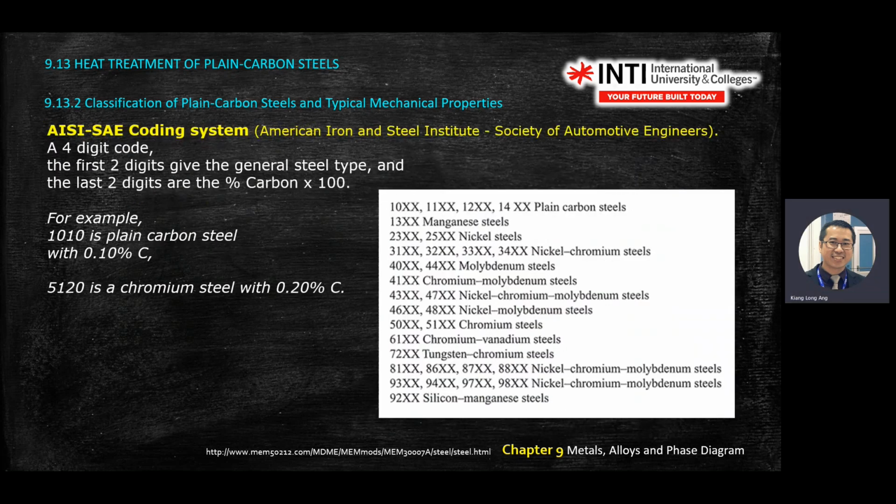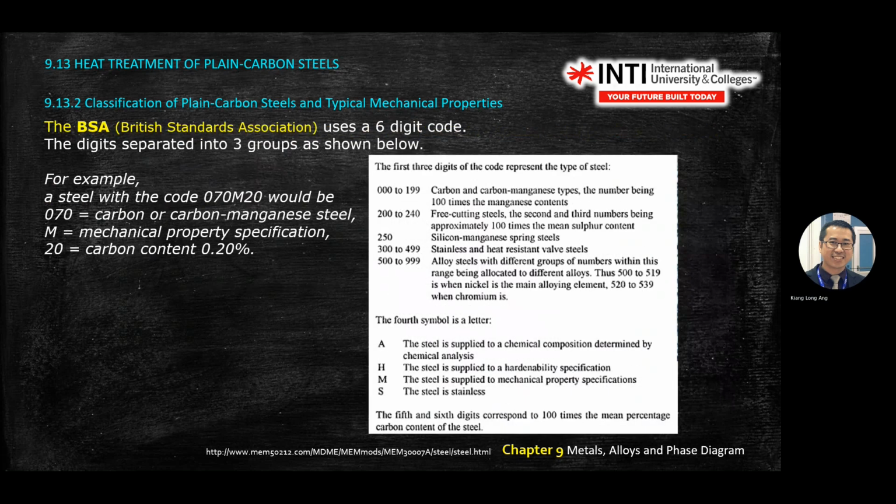Then there's another system. First one is the American system. Second one is the British system. In the British system, they will give you one alphabet between the numbers. So for example, you get 070M20. 070 is a carbon or carbon steel. M is a mechanical property specification. 20 is carbon steel of 0.20%.